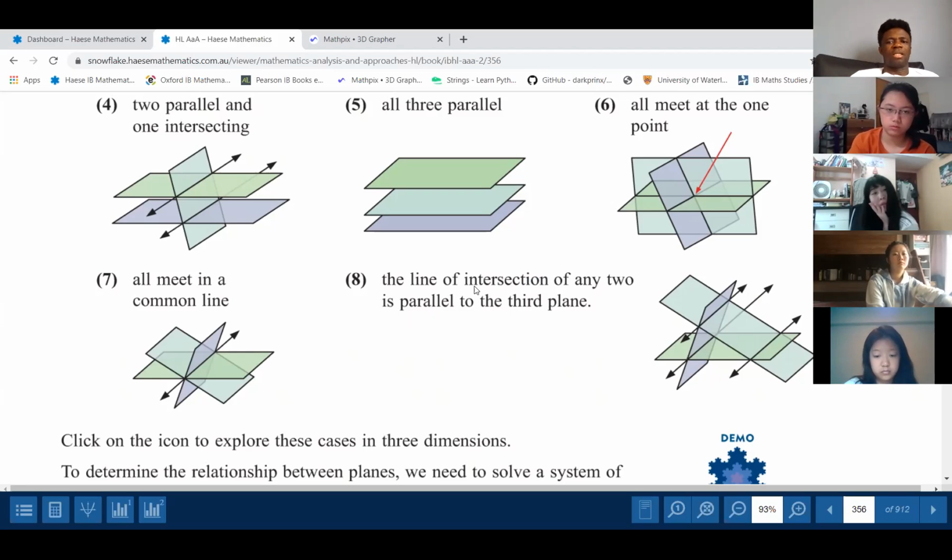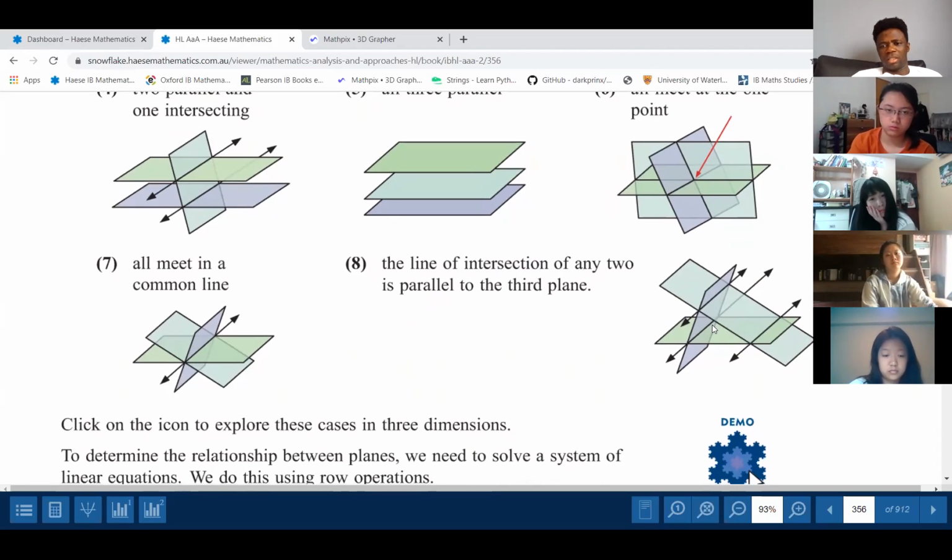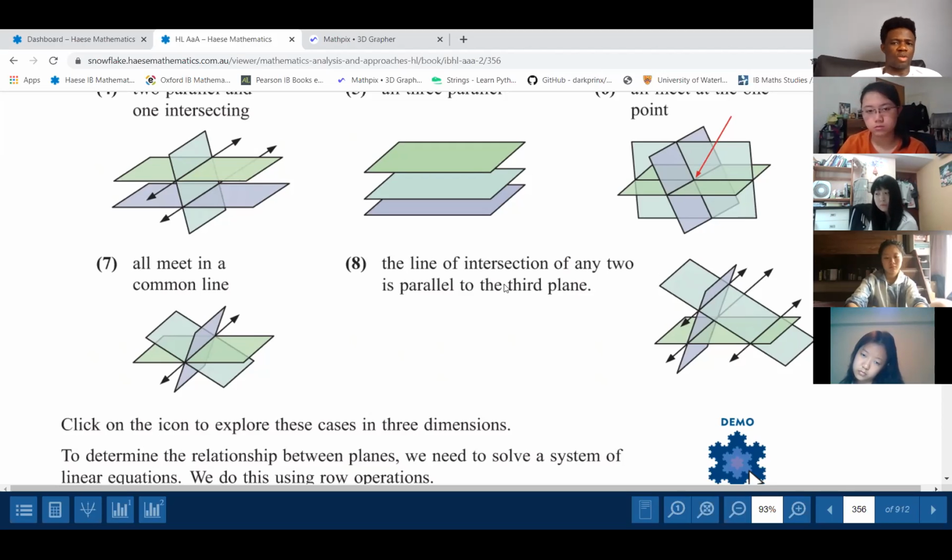And in this case, the line intersecting any 2 is parallel to the 3rd plane. So look at this line here, and it's said to be parallel to this plane. The line intersecting this one is parallel to this plane. Can you see my cursor? And the line intersecting these 2, which is this line here, the line that extends here, is parallel to the 3rd plane. So the line intersecting any 2 could be parallel to the 3rd plane.